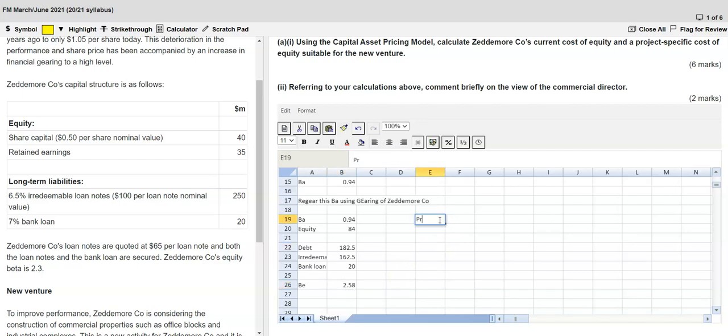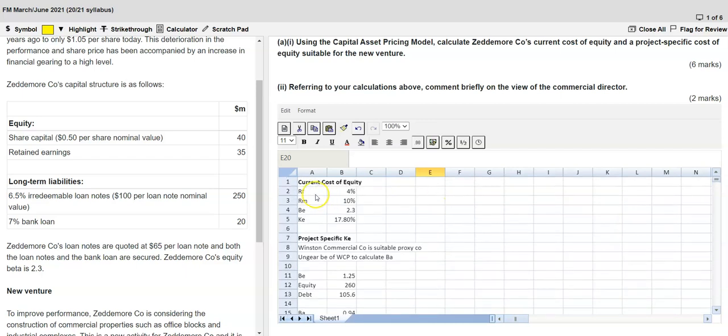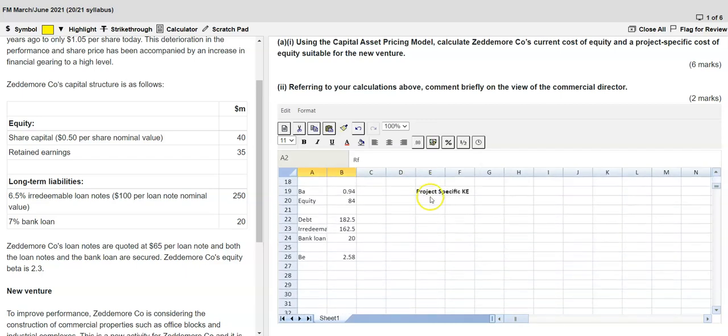So now let's calculate the project specific KE. So that is equal to, let me copy the risk-free rate and the RM, but obviously beta has been changed now. So KE will be equal to risk-free rate plus beta into RM minus RF. So it is equal to 19.5%. So this is the suitable answer.